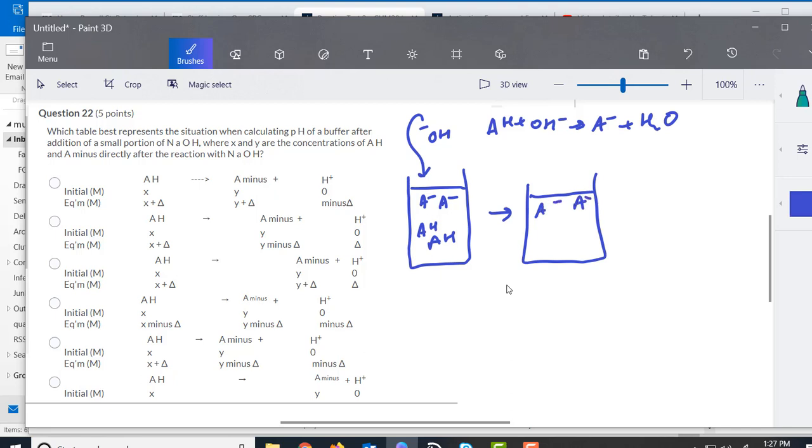So what I'm going to do here is have this react with one of these AHs. And after it's reacted, that's all that's left in the solution. So let's take the other approach here. We'll start off with a buffer.